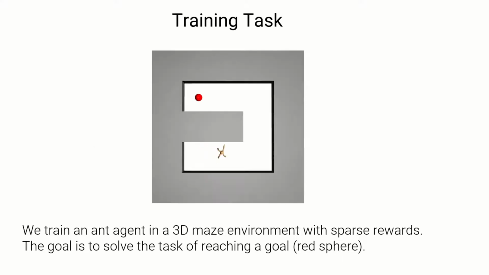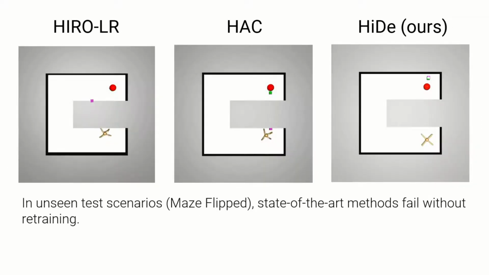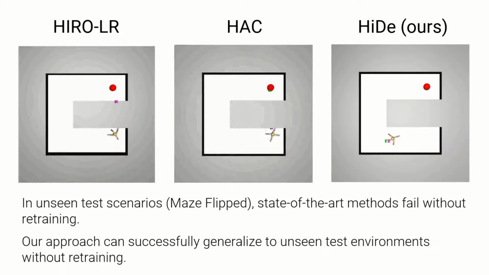For the maze navigation, we train an ant agent in a 3D environment with sparse rewards. The goal of the task for the agent is to navigate the maze and reach the red sphere. For this particular environment, all state-of-the-art approaches as well as our method succeed in solving this task. However, state-of-the-art approaches overfit to the environment and fail when we flip the environment layout without retraining. Contrarily, HYDE generalizes to unseen test environments without retraining.